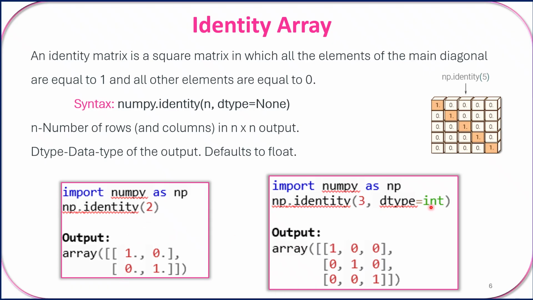And you can put the dtype, nothing but the data type, it is integer. If it is float, it becomes 1.0 or 0.0. That's it, the diagonal elements are 1. So in order to create a square matrix with the main diagonal elements to be 1, we use dot identity and we specify the number of rows and columns, n cross n.